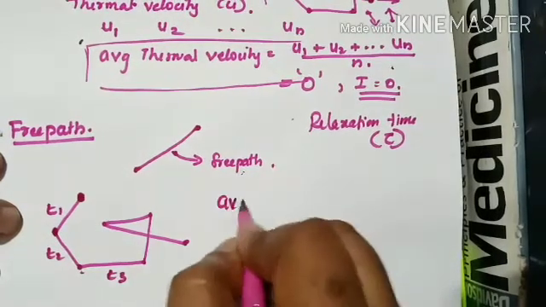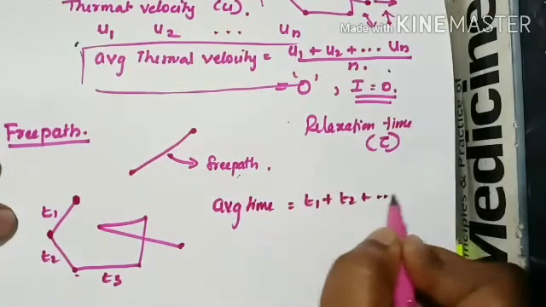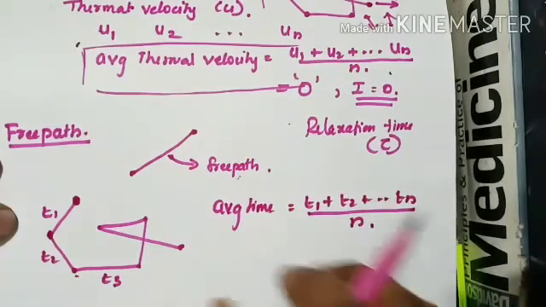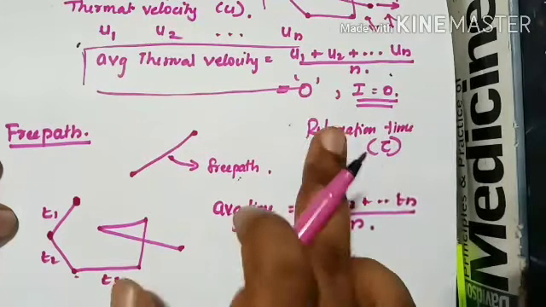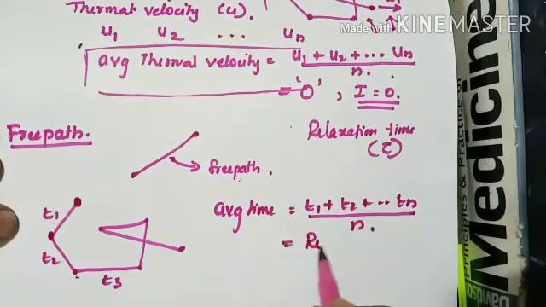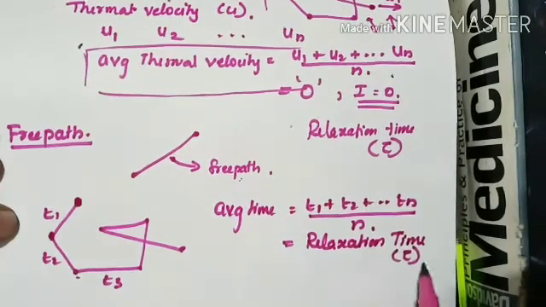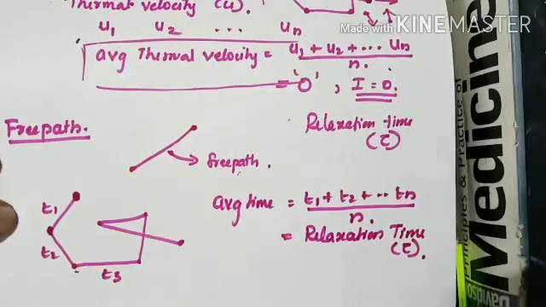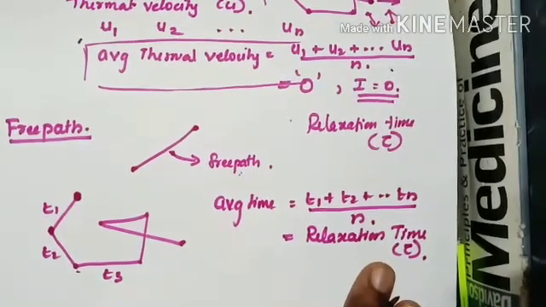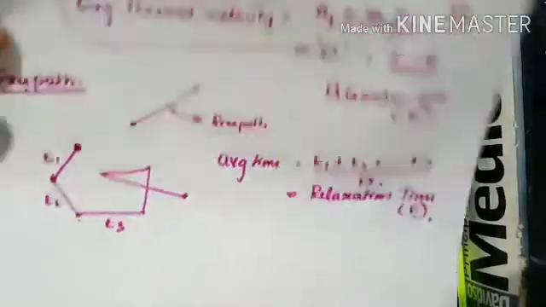So what will be the average time between the successive collisions? That is t1 plus t2 and so on till tn, and the whole divided by n. This gives you an average relaxation time of the single electron. So I will write this as relaxation time tau, that is the average time interval between two successive collisions of an electron. This much is clear, right? Now we are going with the next one. These are terms which are required.